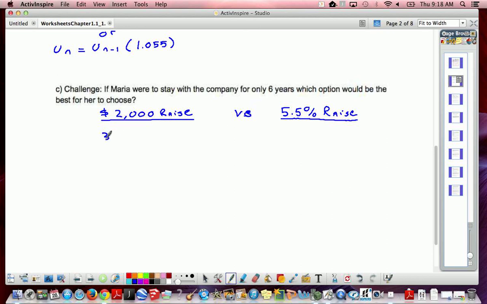So in the first year, they both make $35,000. We know that. Now what's nice about the $2,000 raise, we can get, and again, this is the first year. So we want to do it for the second, the third, the fourth, the fifth, and the sixth. Because what we really want to do is look at how much does Maria get for all 6 years. Because after 1 year here, she was at $37,000.